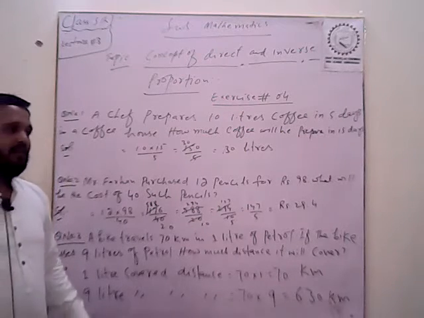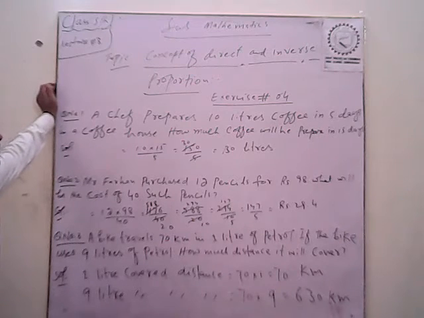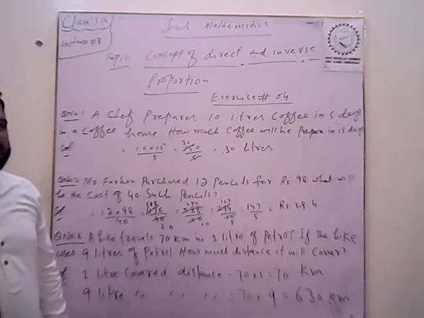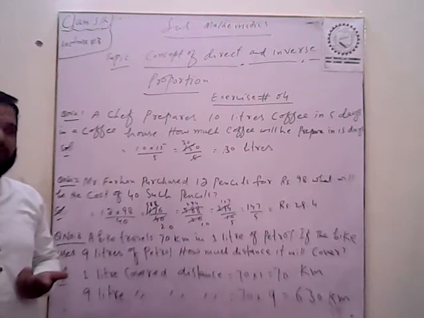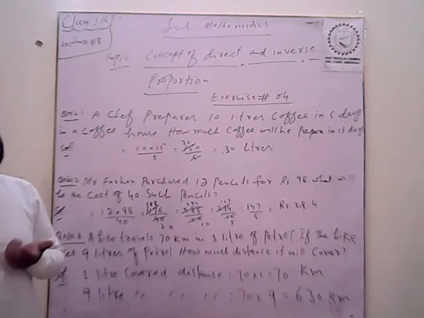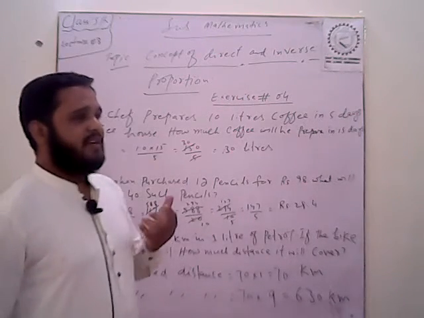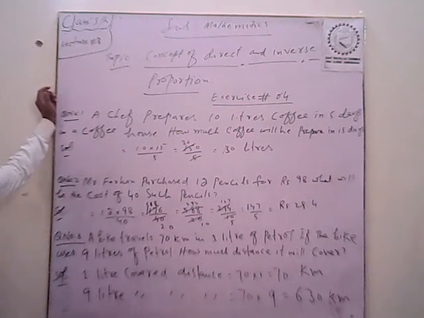As I told you, what is a direct proportion? There are two quantities, in which if one quantity is increased, then automatically the second quantity will be increased. If one quantity is decreased, then automatically the second quantity is decreased. That ratio is called a direct proportion.